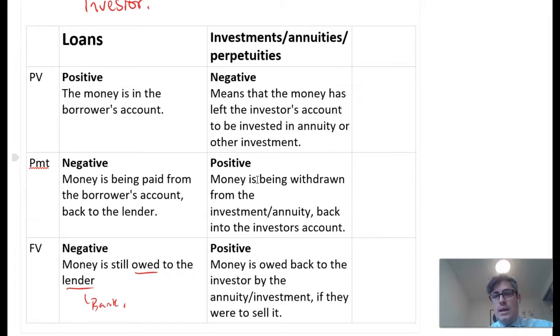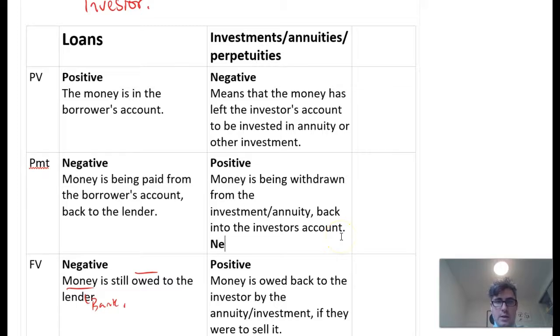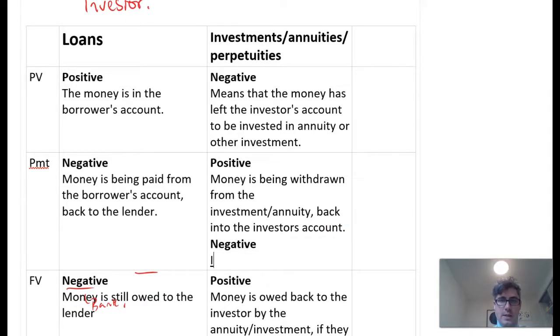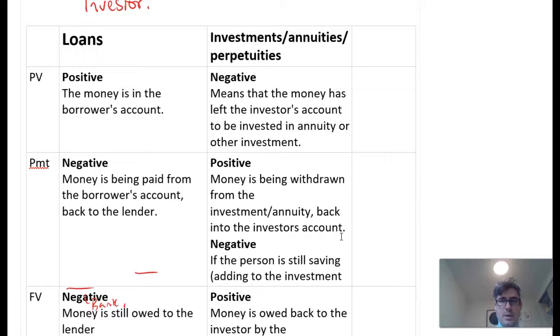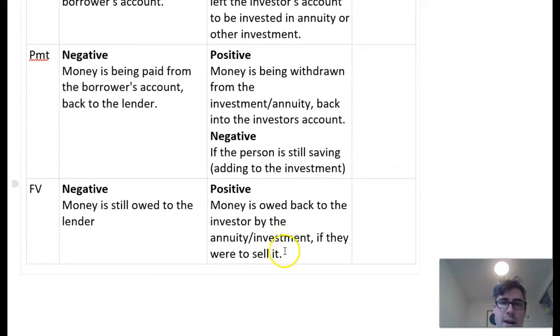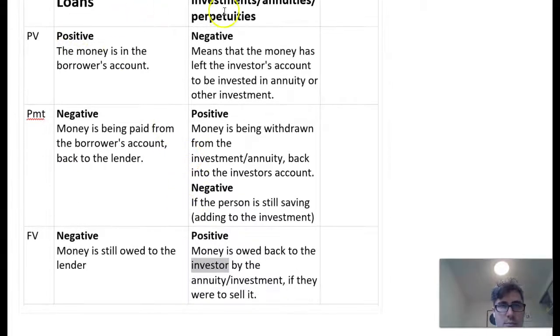Investments, annuities and perpetuities, so anything where the money's going outside of the person's bank account and investing it, PV is therefore negative. PMT can be positive if it's being withdrawn, or actually I should add here, it could also be negative if the person is still saving, adding to the investment, which obviously happens quite a lot for saving up for supers. So it depends on the stage. And then FV is positive because the money is owed back to the investor, which is the person that's put the money in there in the first place. It's owed back to them, therefore it will be positive. Hopefully that clarifies the way that you decide negative and positive.